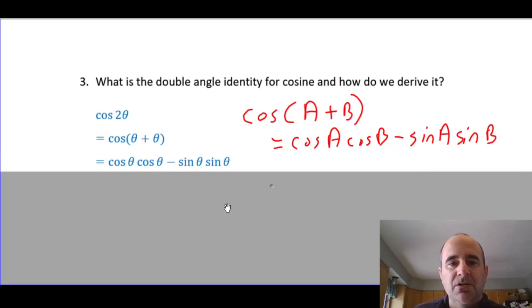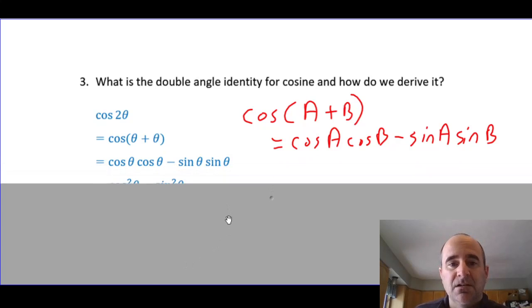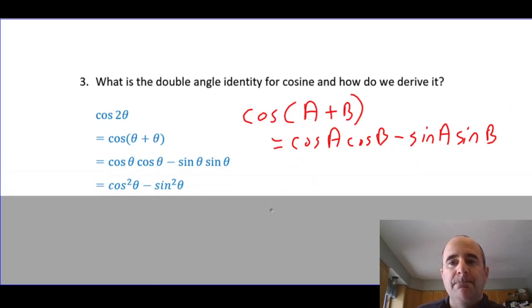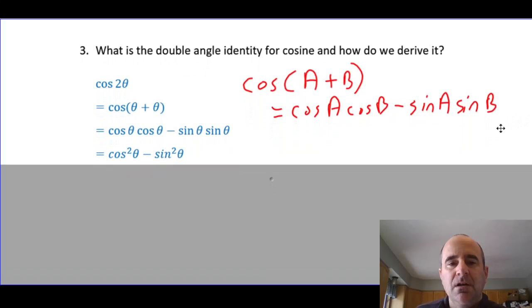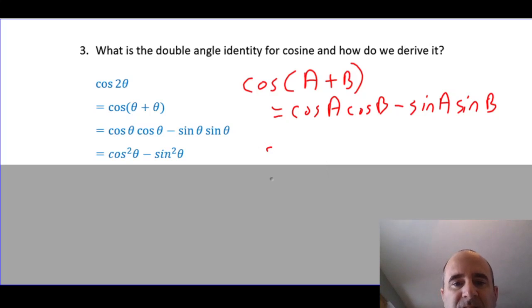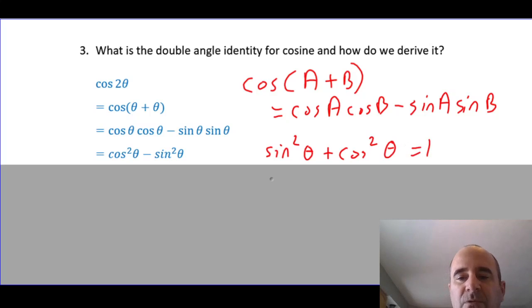Okay, I get cos theta minus sine theta, or cos squared theta minus sine squared theta. Now, there's some things that we can actually do with this formula. Remember, we know the Pythagorean identity, that sine squared theta plus cos squared theta always equals 1, which means that anytime you have a sine squared theta, you could replace it with 1 minus cos squared theta. And every time you have a cos squared theta, you could replace it with 1 minus sine squared theta.